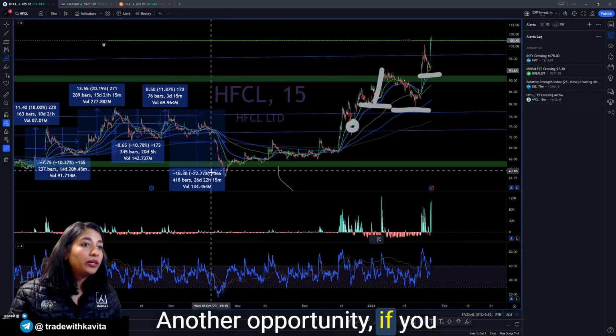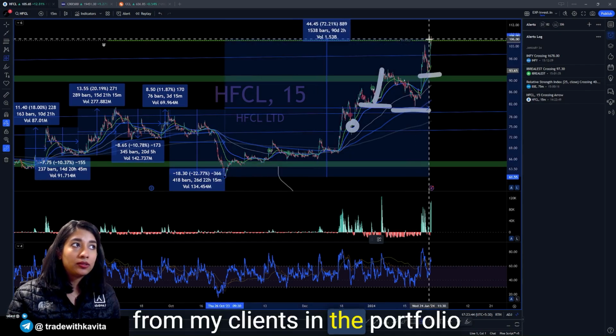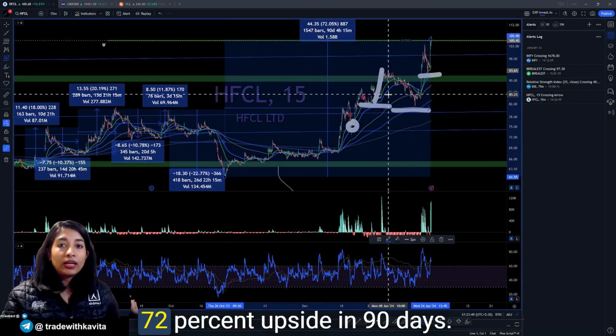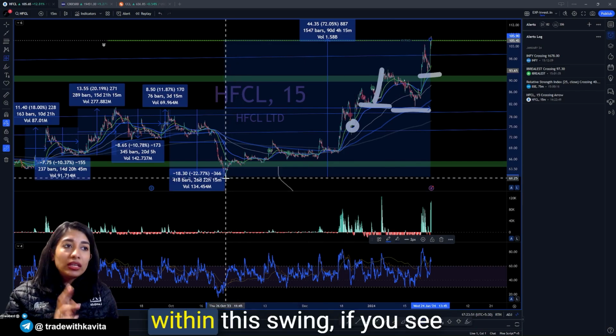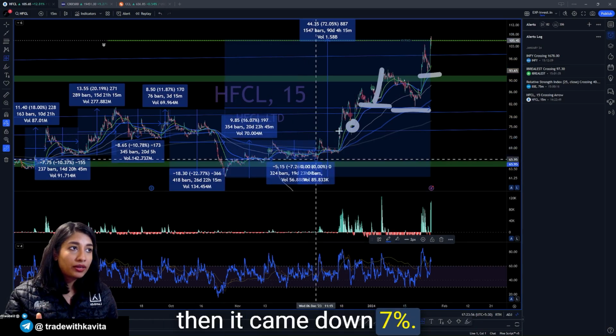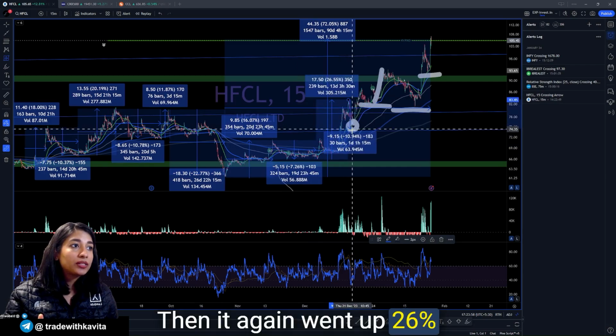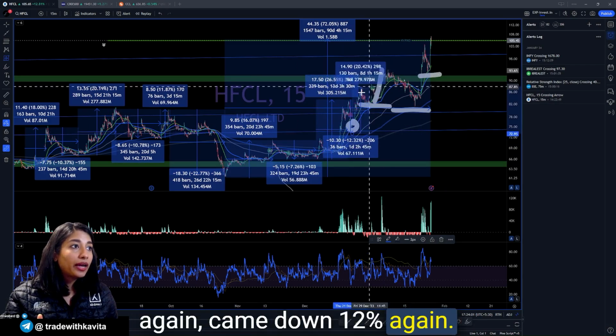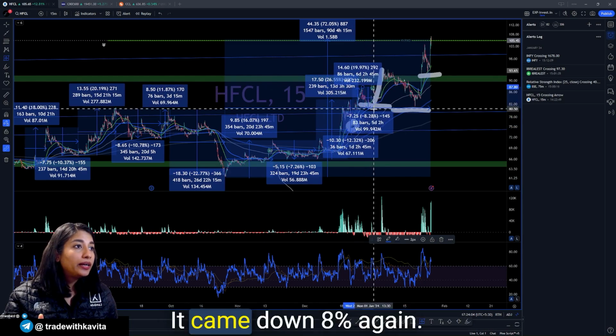Another opportunity, if you see, the one that I captured for my clients in the portfolio management service is this: 72% upside in 90 days. Now, within this swing, if you see, it went up 15% in 20 days, then it came down 7%. Then it again went up 26%, again came down 12%. Again it went up 19%, again it came down 8%.